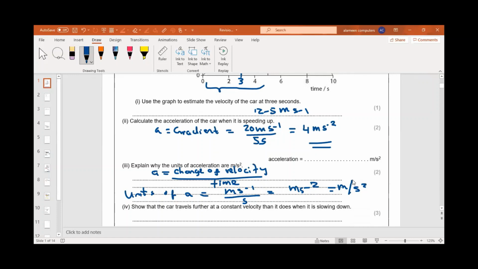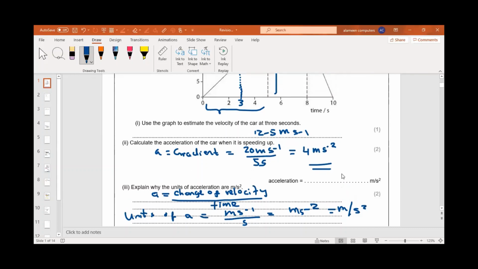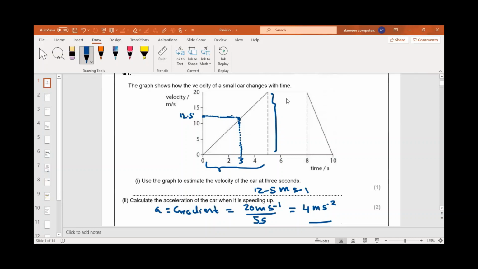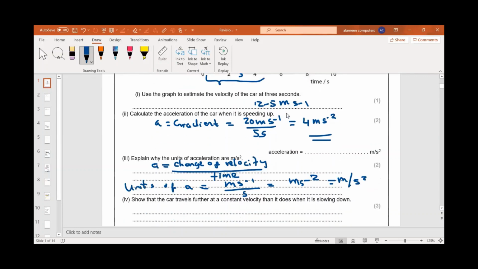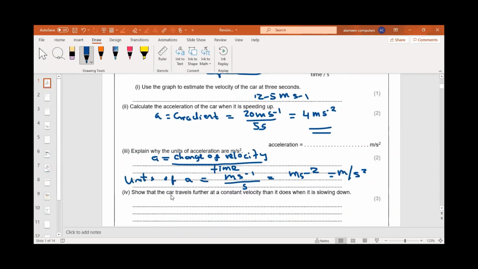Right. Fourth part, show that the car travels further at constant velocity than it travels when it's slowing down. Okay. So basically we have to compare the displacement of the car during constant velocity and the slowing down. Right. So how do we find the displacement using velocity time graphs? Displacement is equal to the area under the graph.